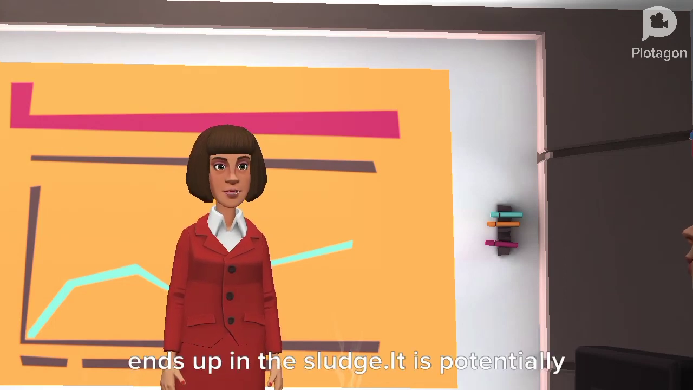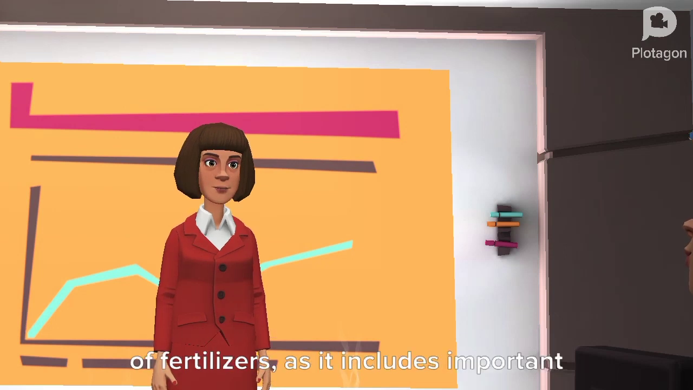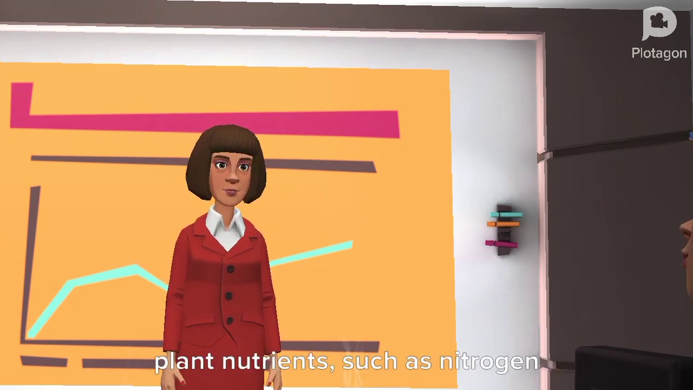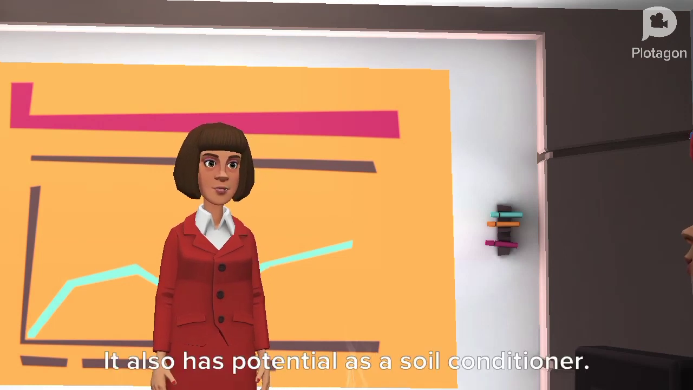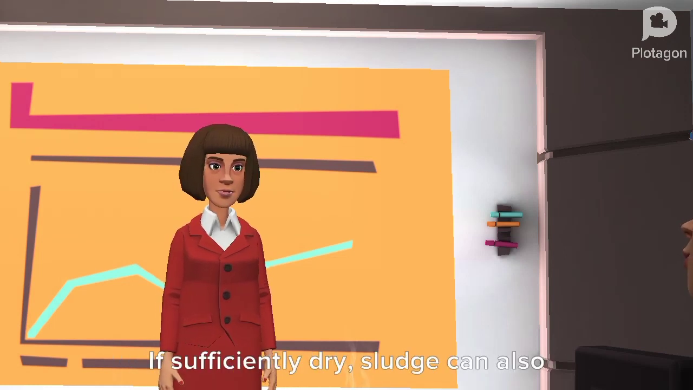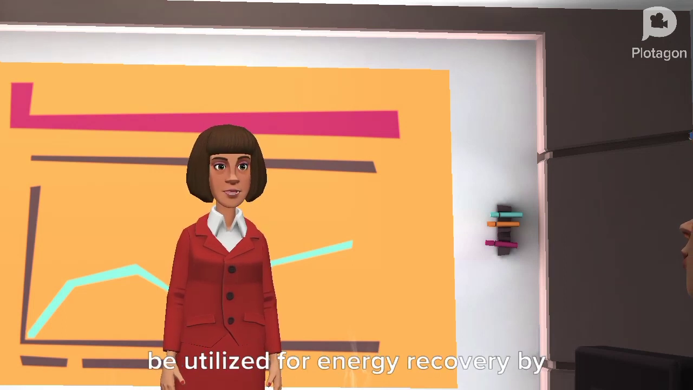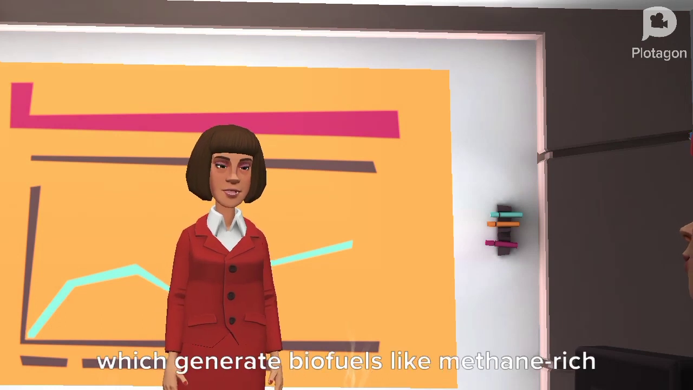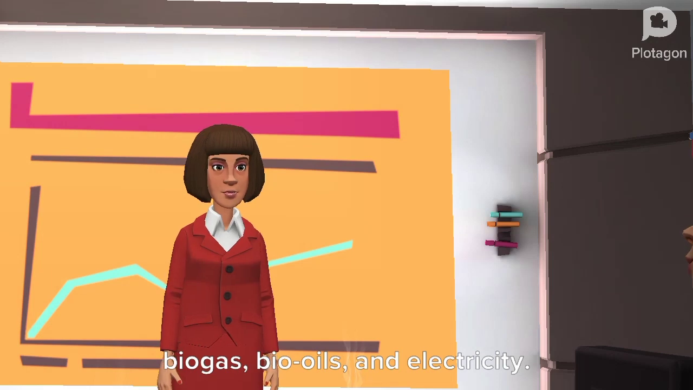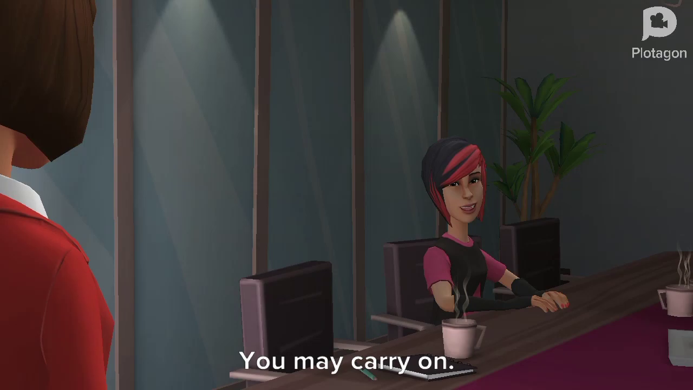It is potentially extremely useful in manufacturing of fertilizers, as it includes important plant nutrients, such as nitrogen and phosphorus. It also has potential as a soil conditioner. If sufficiently dry, sludge can also be utilized for energy recovery by incineration, pyrolysis, or gasification, which generate biofuels like methane-rich biogas, bio-oils, and electricity. Understood? You may carry on.